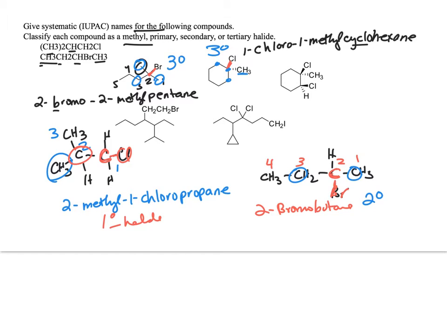This compound here would be 1, 2 dichloro, and we can make that 1-1-methylcyclohexane. Now, this one we have to do RNS.